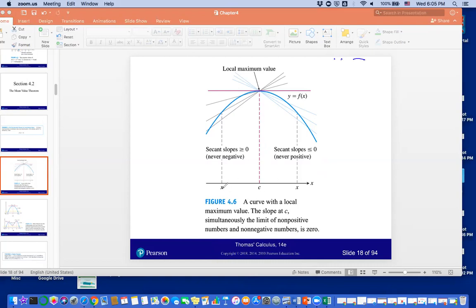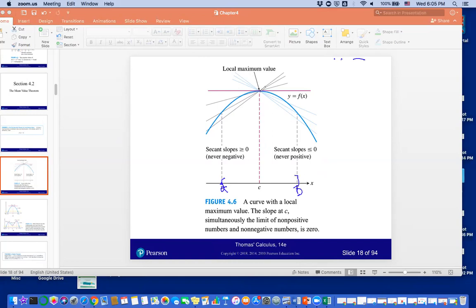So I'm going to change things a little bit. Here, the picture. So A to B. You can see the closed interval from A to B. And C is an interior point of the domain. It's not one of the endpoints.